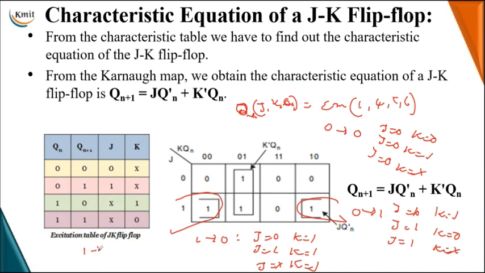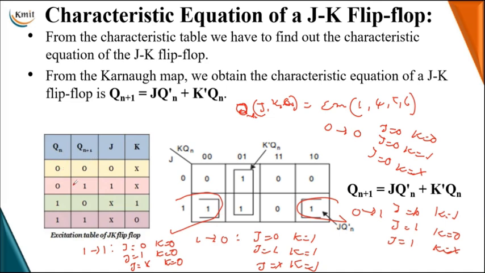Next, the last case is the 1 to 1 transition. This 1 to 1 transition is obtained when J is 0, the no change state, and K is 0, or else with the set state, J is 1 and K equal to 0. Observing those two cases, J is a don't care, K has a value of 0. So hence, we have drawn that excitation table.